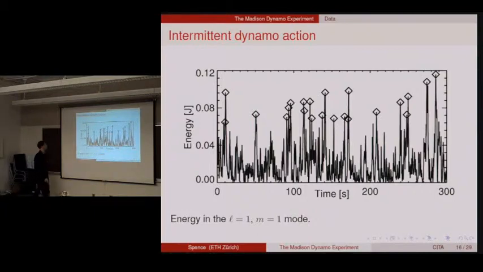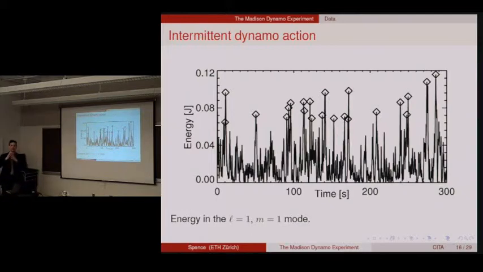We believe this to be intermittent dynamo self-excitation. It's not obviously sustained, but at least based on the simulations that back them up, we can say that it looks like the flow is attempting to magnetically self-excite. So what we think is happening is as follows. This flow is very turbulent.